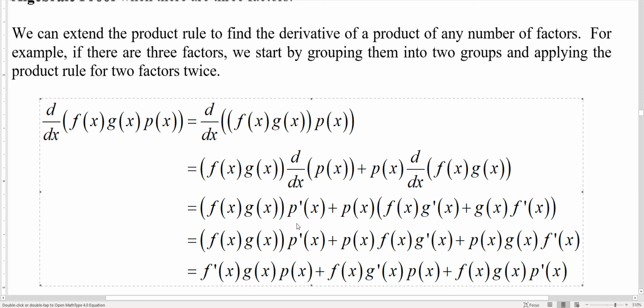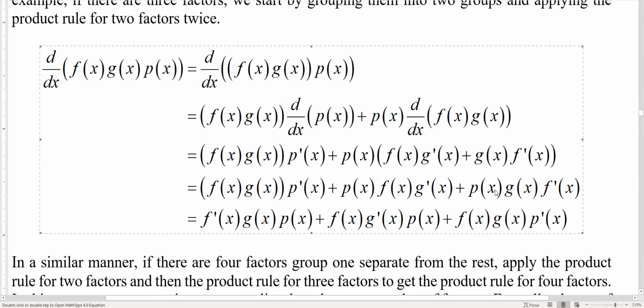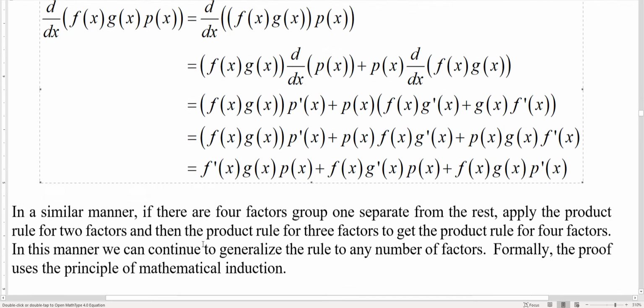And just to get it to be a little bit easier form, I reordered the things here and got it as f prime times g times p. That's the last one here. And then f g prime p, that's the middle one here. And f g p prime, which is the first one here. So again, there are many orders we can write this, but that works out. So if there's 4 factors, similarly, we could break it into 2, separate one from the rest, apply the product rule, and then the product rule for 3 factors, and work our way up.